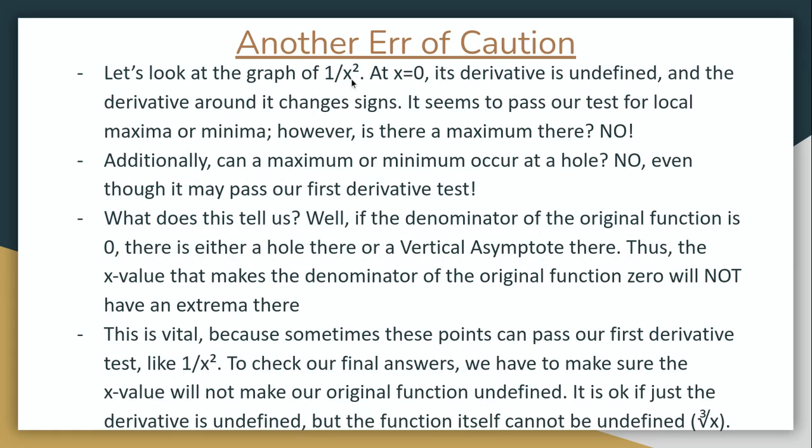We looked at the graph of 1 over x squared. At x equals 0, the derivative is undefined, and the derivative around it changes signs. It seems to pass our test for local maxima or minima, but there is no maximum there. Additionally, can a maximum or minimum occur at a hole? Remember, a hole is just another place where the function is undefined.